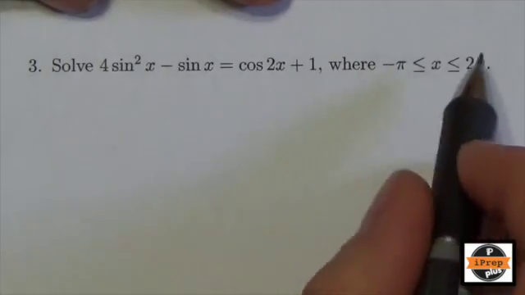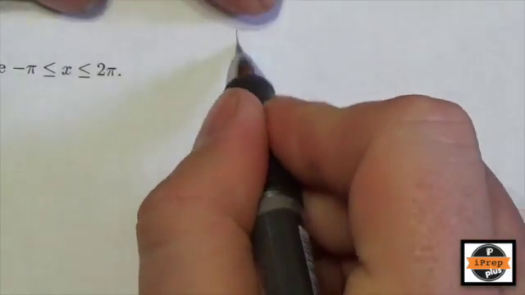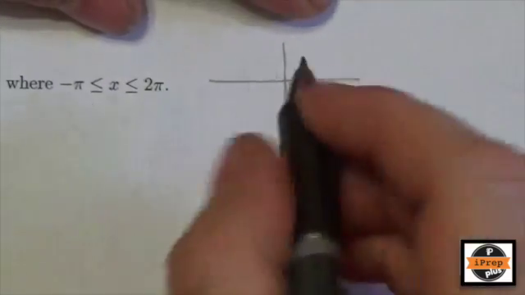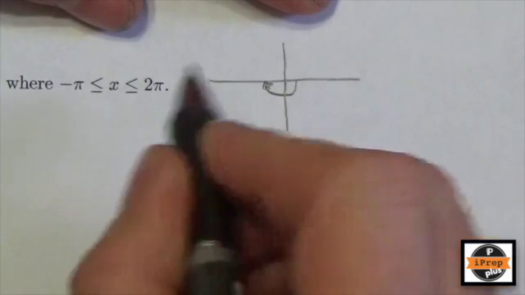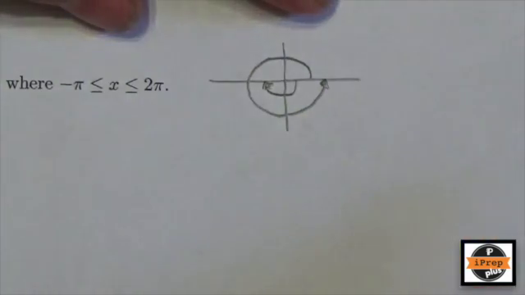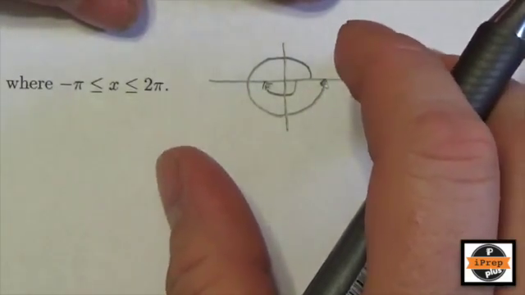Okay. Now the first thing we want to do is take a look at our domain once again. Negative pi out to 2 pi. And so let's just identify what that means to begin with, along our coordinate plane here. Negative pi, once again, refers to that negative half rotation, whereas the 2 pi corresponds to a positive full rotation. So this is the domain in which I'm looking for my solutions.